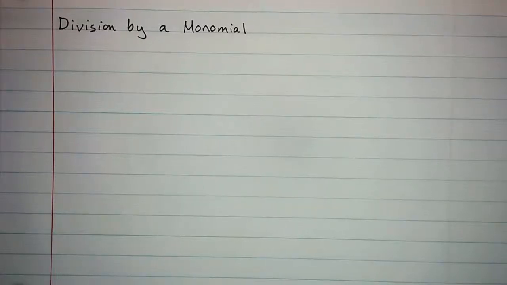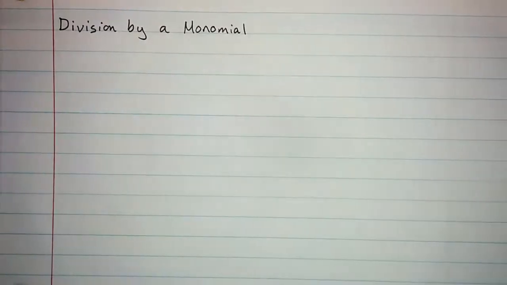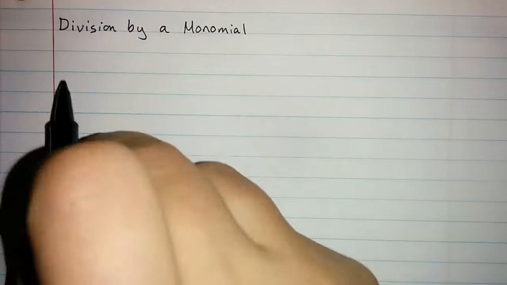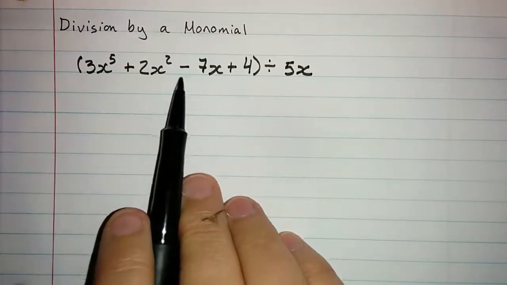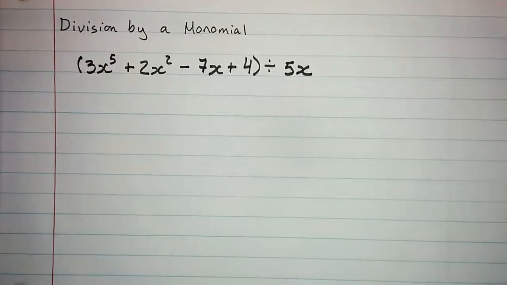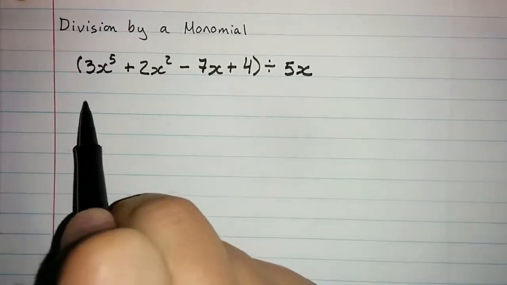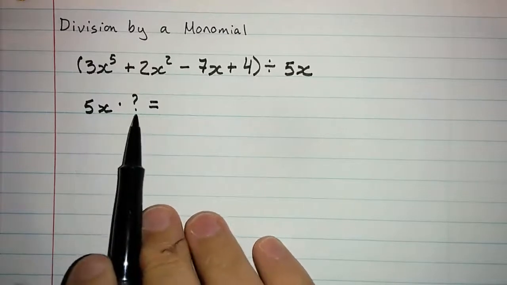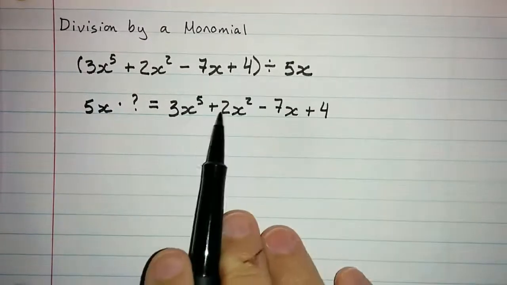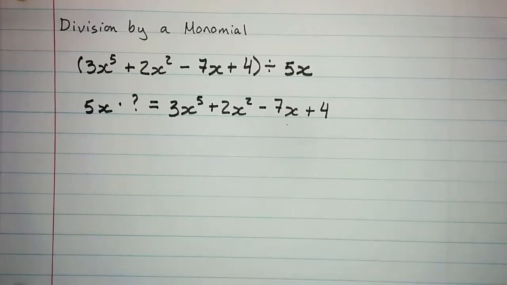Before we get into the complication of dividing a polynomial by another polynomial, let's talk about how we divide a polynomial by a monomial. Let's suppose we want to divide 3x to the fifth plus 2x squared minus 7x plus 4 by 5x. Well, what we're really asking is, what do we need to multiply by 5x to get 3x to the fifth plus 2x squared minus 7x plus 4?